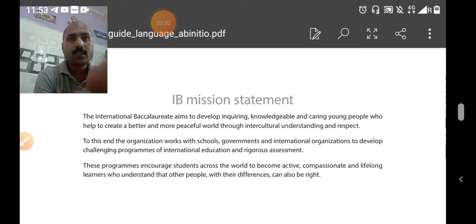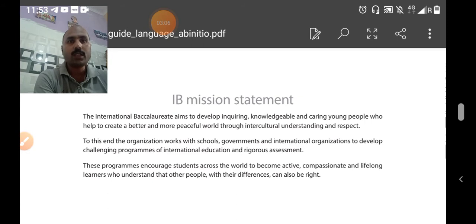The statement is as follows: the International Baccalaureate aims to develop inquiring, knowledgeable and caring young people who help to create a better and more peaceful world through intercultural understanding and respect. It means we have to create a young mind as a global citizen with the help of developing intercultural understanding and respect.